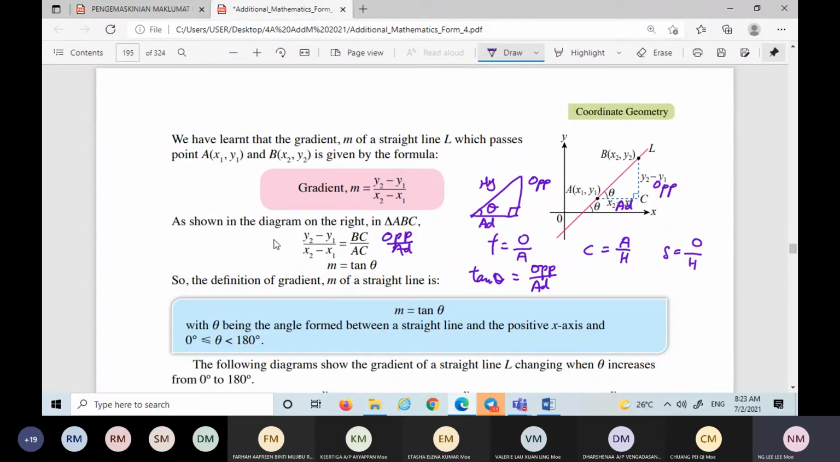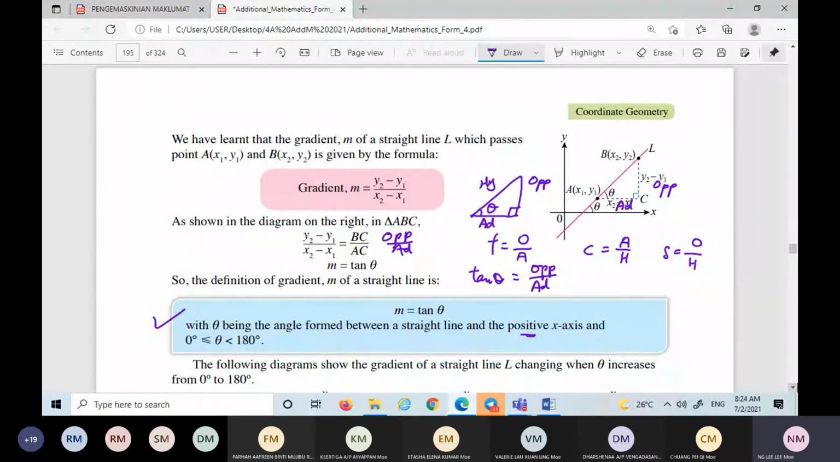This one you can copy: gradient is equal to tangent theta, with theta being the angle formed between a straight line and the positive x-axis. It means we take this way, we don't take this way. If negative x-axis, it will be this way. So positive x-axis we take this way. The straight line and the positive x-axis, this angle we label as theta, and this theta is between 0 and smaller than 180. We don't have more than that.